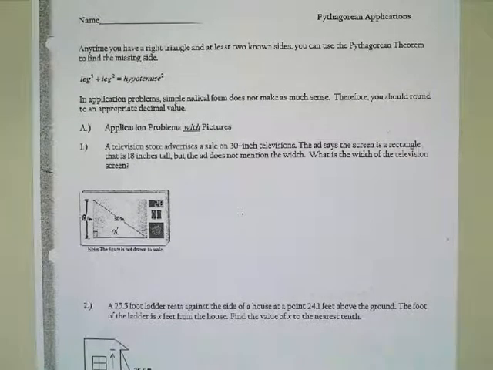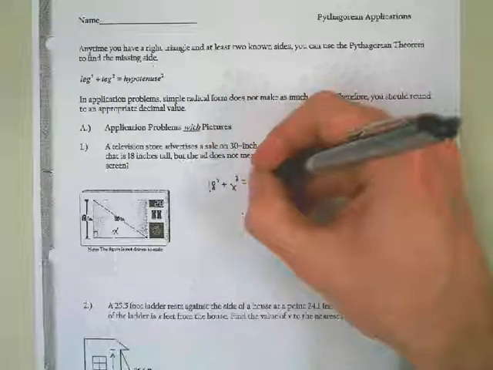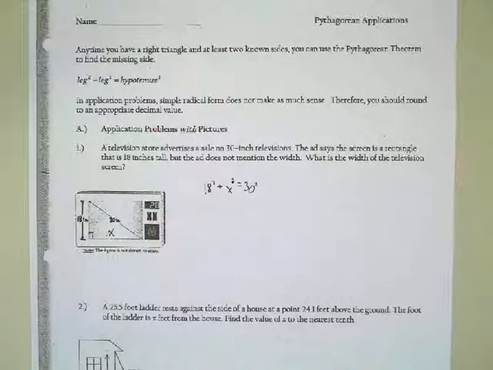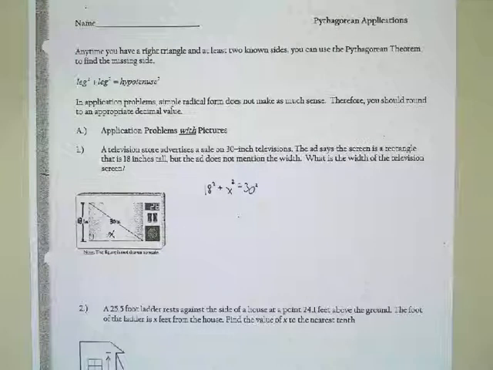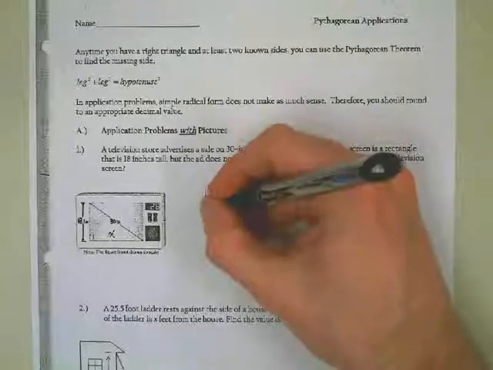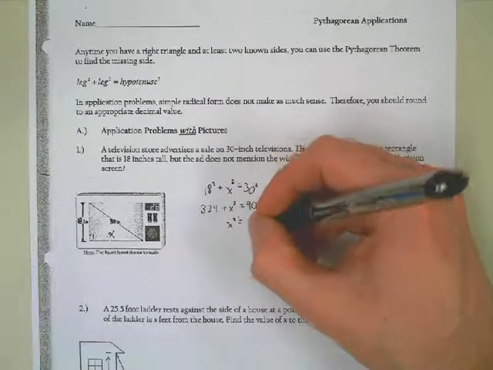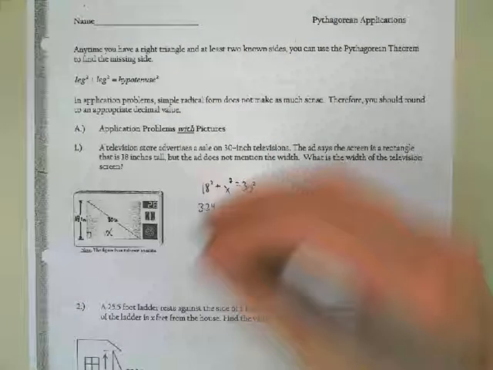Alright, so Maria, how do we set this up? 18 squared plus x squared equals 30 squared. Yep. So then we'll square the 18, and we get 324, equals 900. Then we'll subtract the 324 from both sides. It's just like doing a typical Pythagorean Theorem problem. So you said it was 24? Exactly.